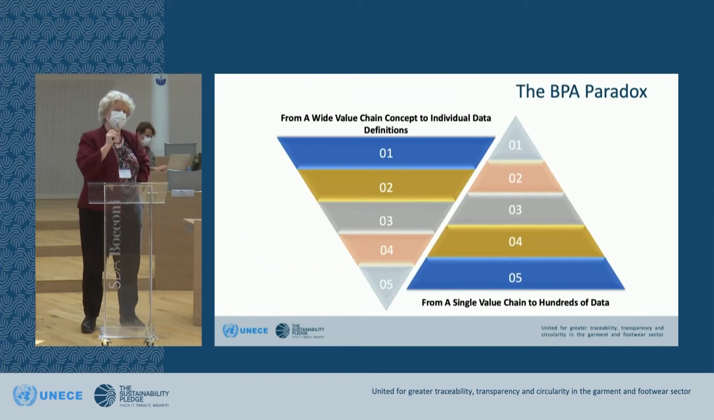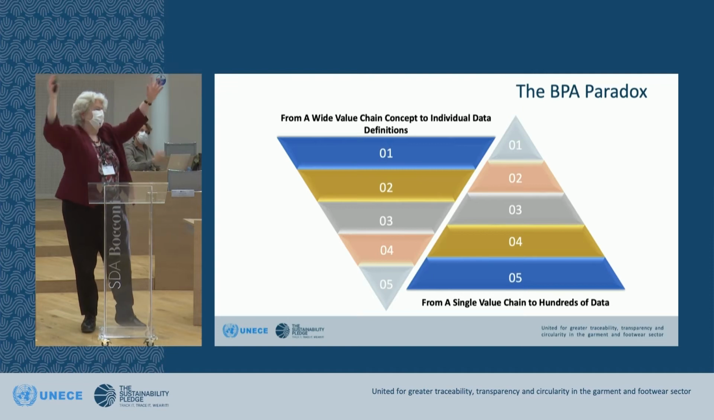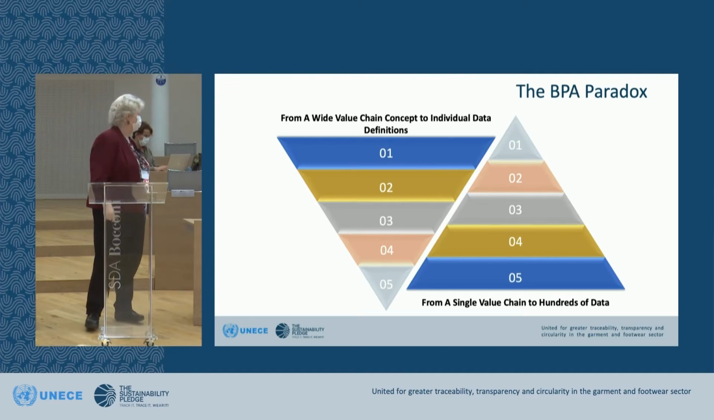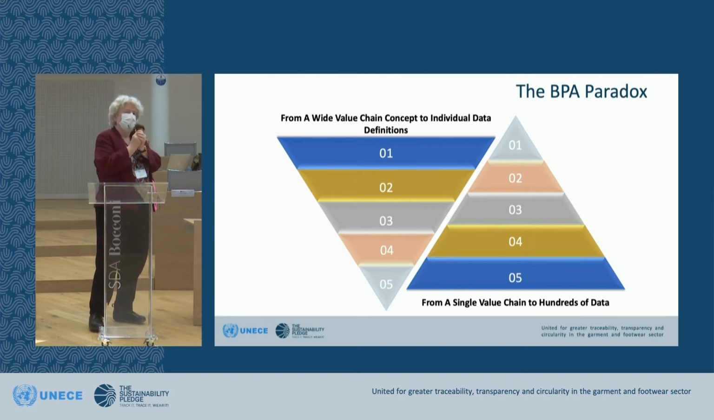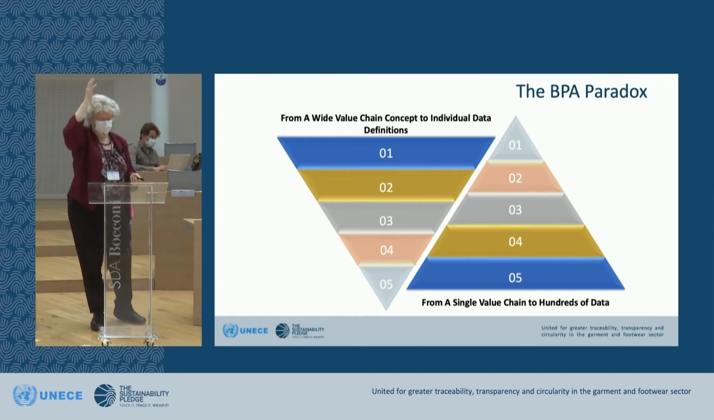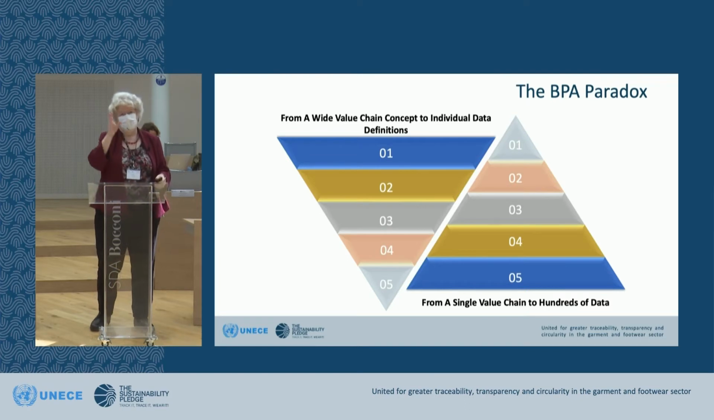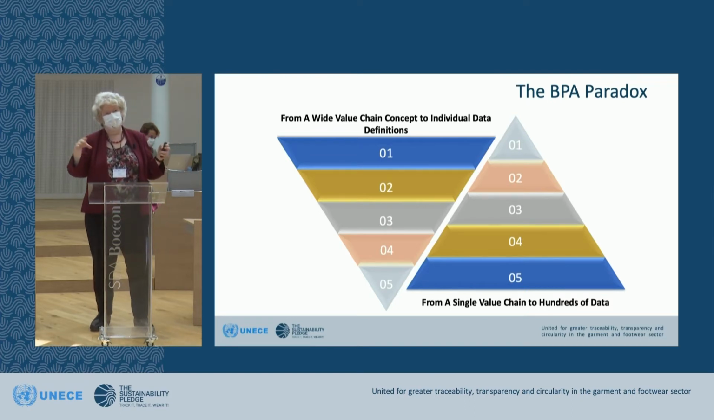So it's a bit of a paradox because I started with a pyramid with the big wide part was identifying the value chain that you're going to document, and the point was at the bottom. But in reality, in terms of data and work, it's the other way around, where the value chain takes a little bit of work, but the data elements at the bottom take a lot of work.